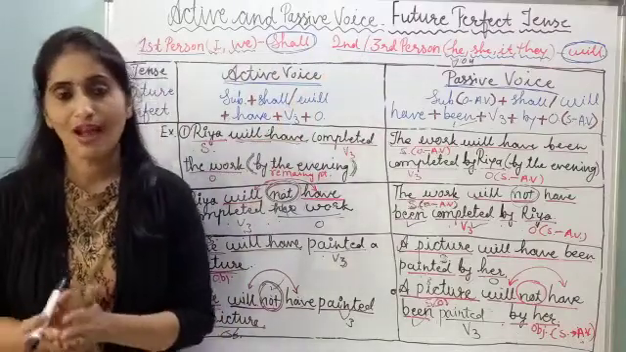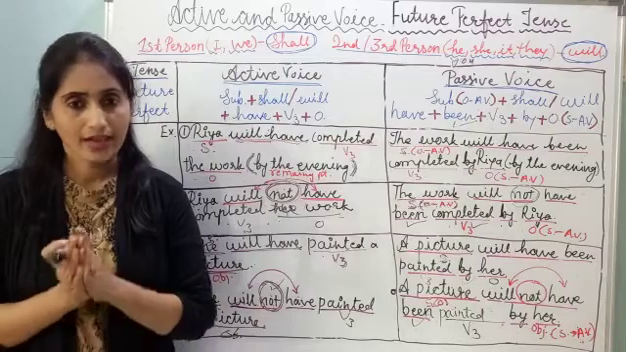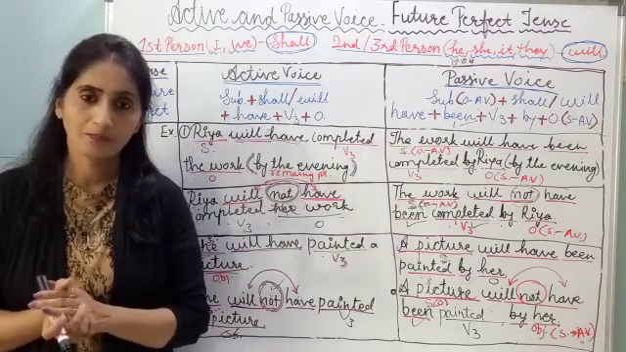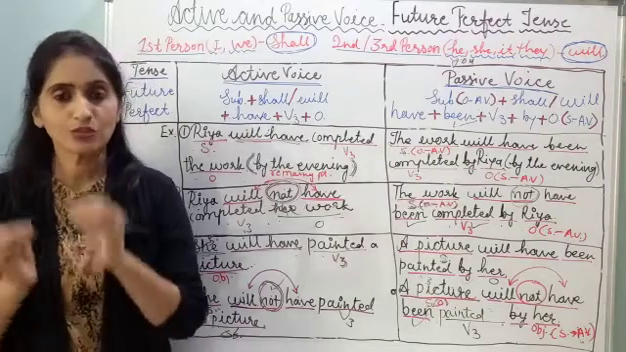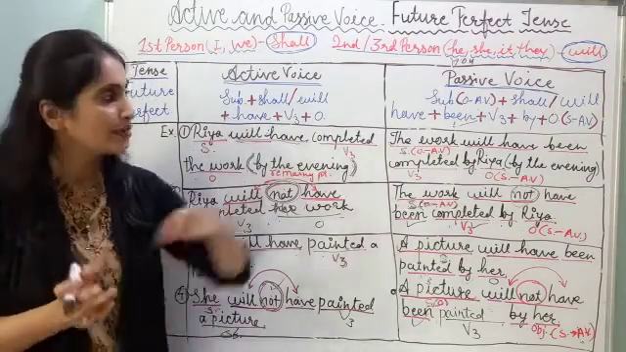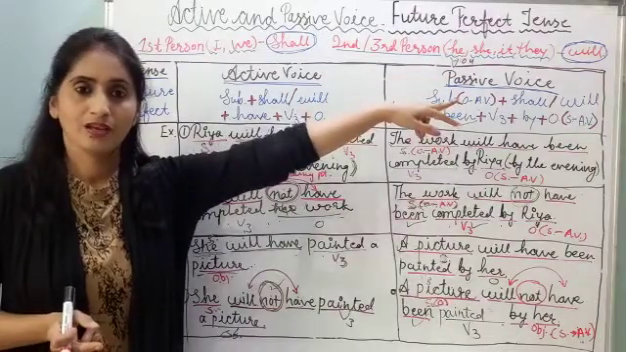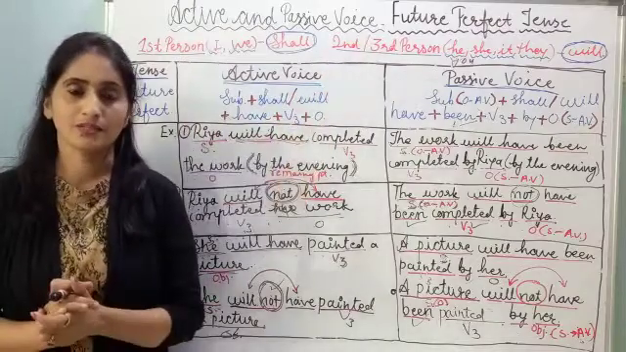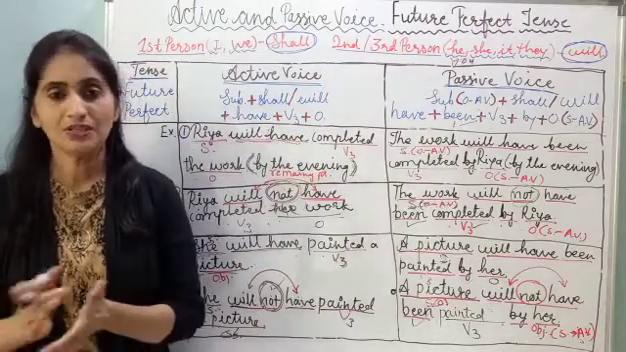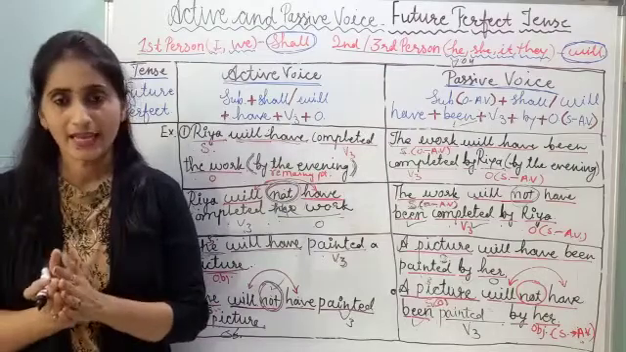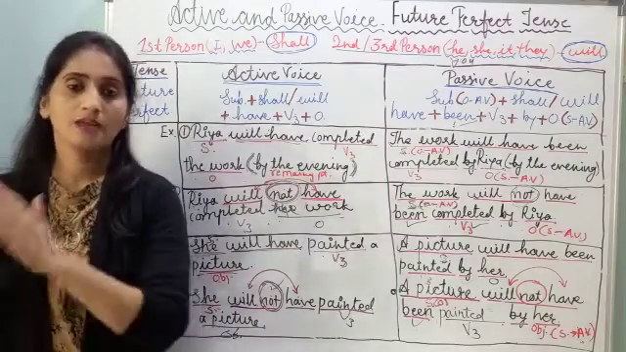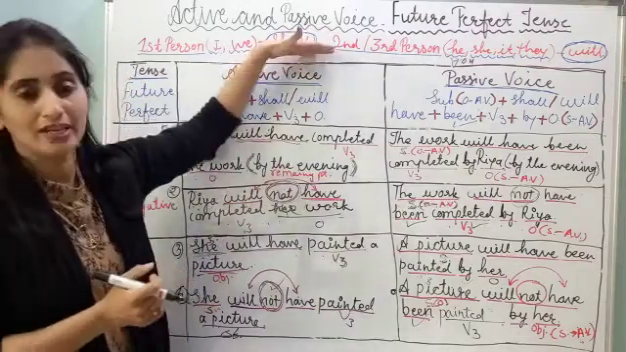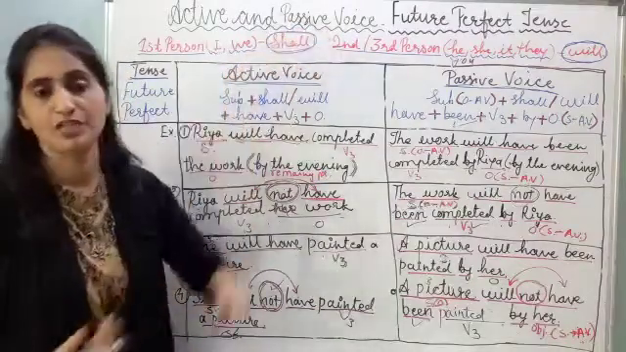Here, I would like to add one more thing. That if we are determined to do something, if we have fixed to do something, that time we can make use of will. Then let the subject be first, second or third person. If I am determined to do something, I can say I will do this, I will do that in this way. So this is just for your information. Let us start our today's topic.